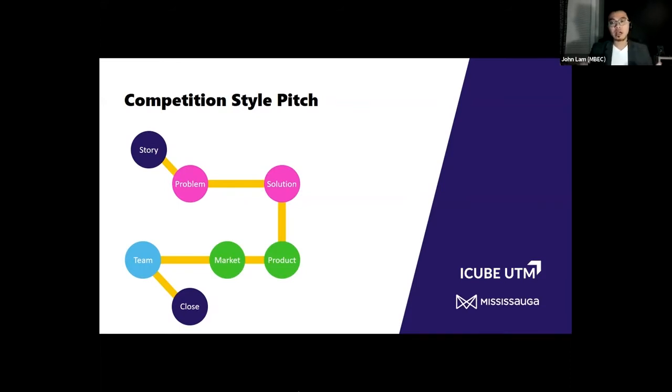So I'm not going to dive too deep into those two components later on. I just wanted to talk about those particular aspects before we move on. So that's the competition style pitch.